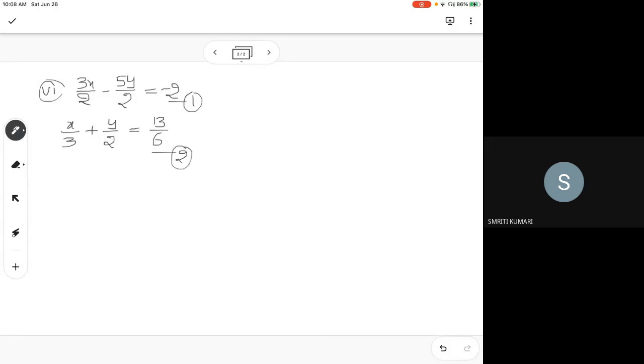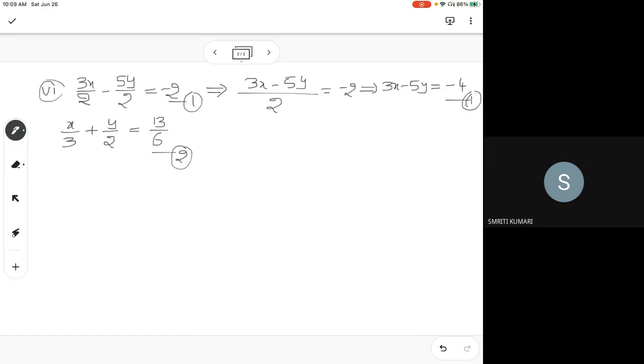Yes. Better we simplify these equations without denominators. First, rewrite this equation by taking the LCM 2: 3x minus 5y is equal to minus 2. Then again it will transform into 3x minus 5y is equal to minus 4. Consider this as equation number 1.